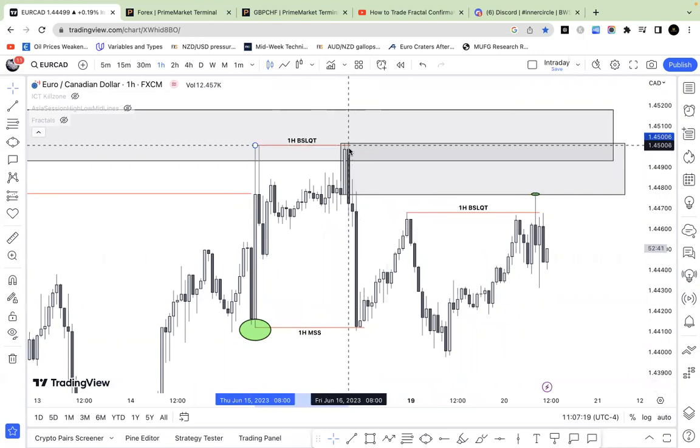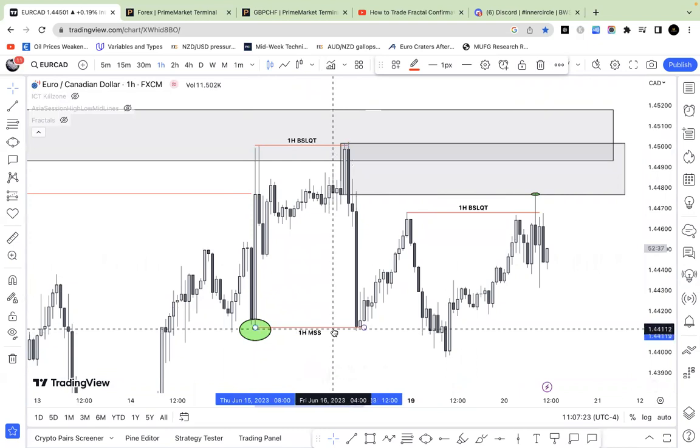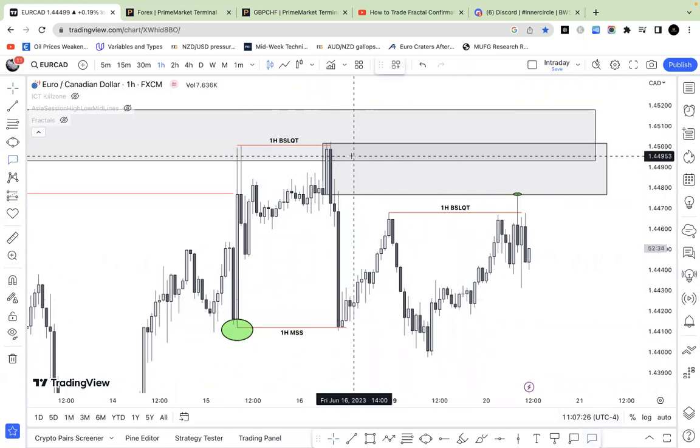1H buy side right here. So swing high, swing low, displacement higher, traded above it, displacement lower, market structure shift. So you can just add those confirmations as well right here.